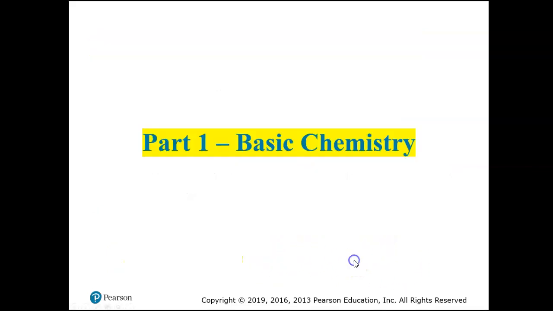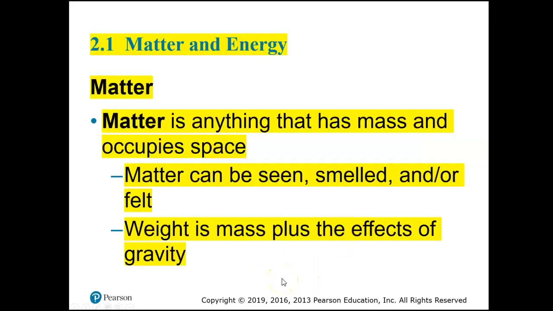So we'll do basic chemistry first, which is part 1, and is what part A deals with. And then when we get to part B, the recordings for chapter 2 part B, that will be focusing on the biochemistry. So basic chemistry starts with section 2.1, which focuses on matter and energy.